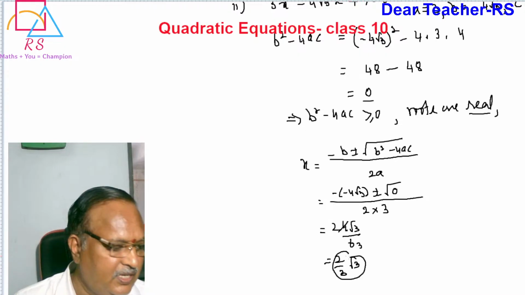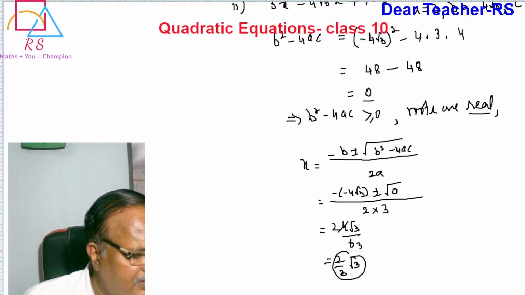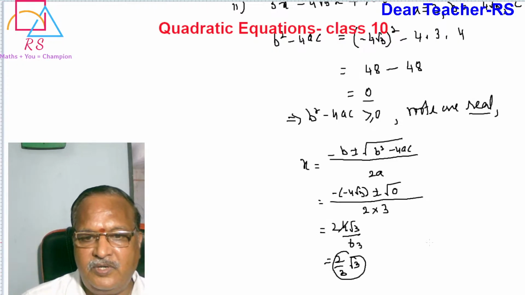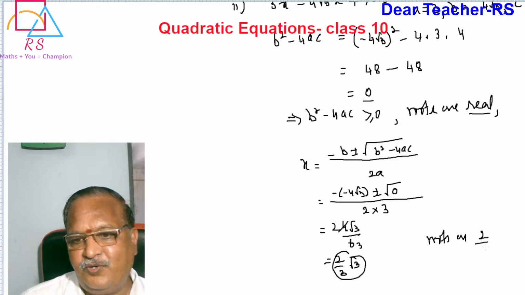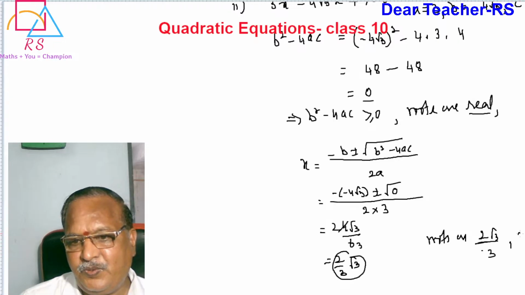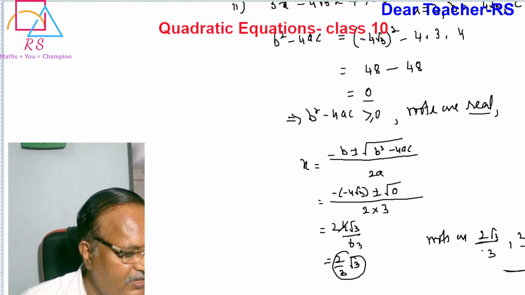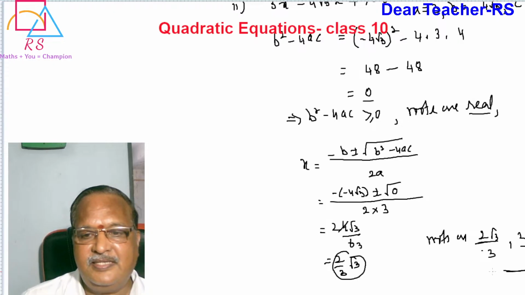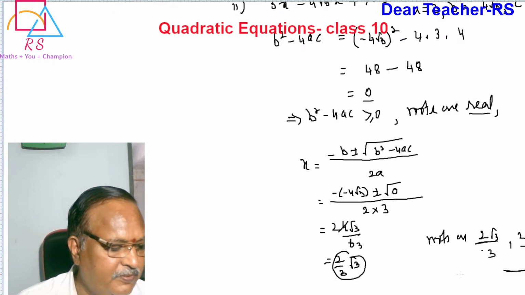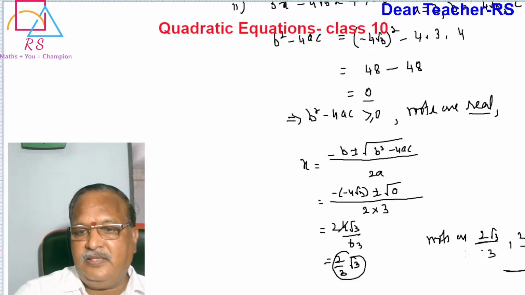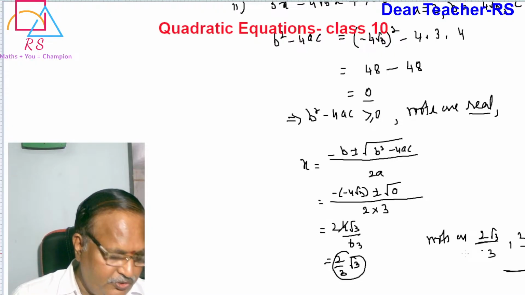Because both are equal, therefore the roots are 2 root 3 by 3 and 2 root 3 by 3. Because it is 0, you will be getting equal roots. 4 root 3 by 6, 4 and 6 are to be simplified. Answer always should be in the simplest form. Okay, so this is how you have to do.